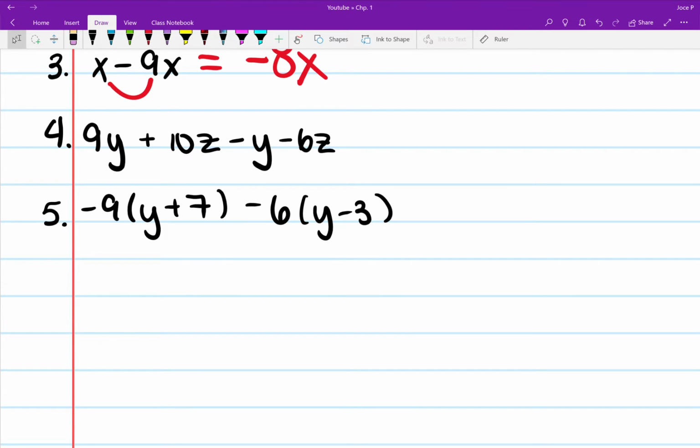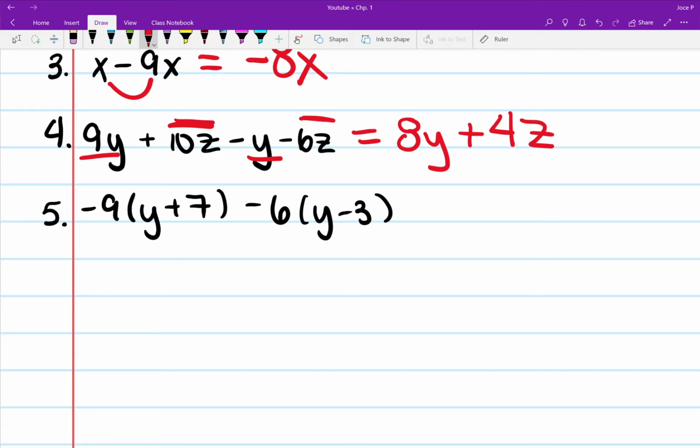Let's keep going, burning right through this. We have the like terms of 9y and negative y. Then we have the like terms of 10z and negative 6z. So 9y minus y, 8y. 10z minus 6z is a positive 4z.